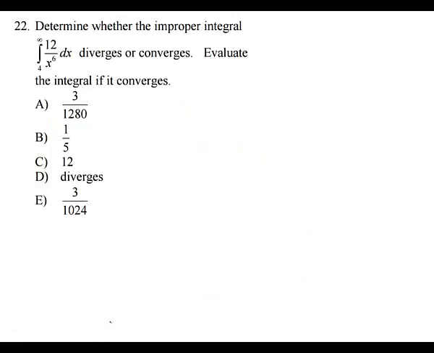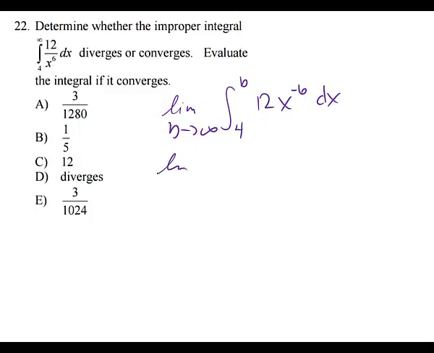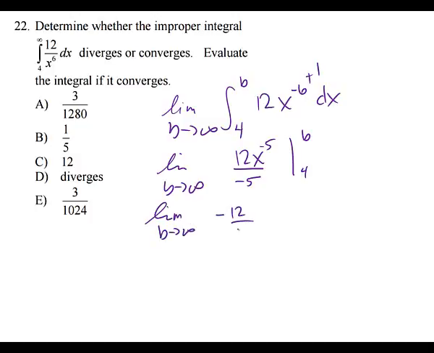22. It says determine whether the improper integral converges or diverges, so I have to convert it into an improper integral. So we've got the limit as b approaches infinity of the integral from 4 to b of 12, and I'm going to bring that exponent upstairs by making it negative. I'm going to integrate, so that gives me 12x to the what when I add 1? Negative 5. -5 over -5 from 4 to b. I'd move my exponent downstairs, so I really have -12 fifths over x to the 5th from 4 to b.